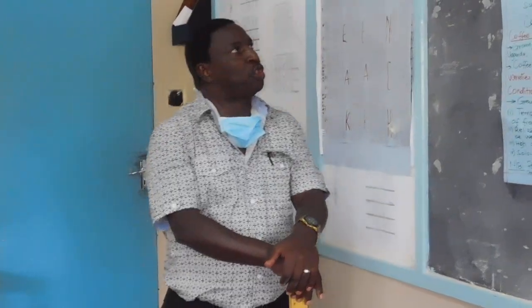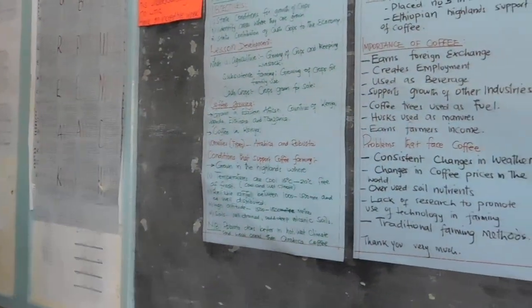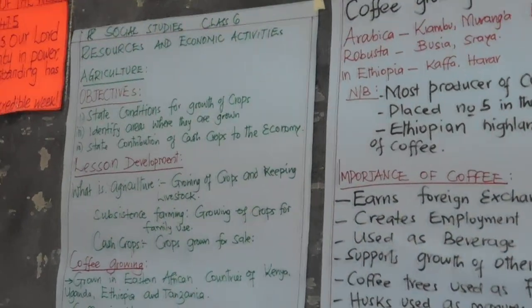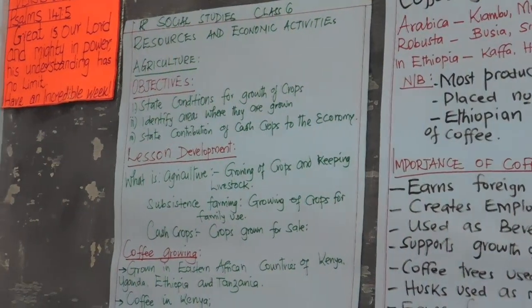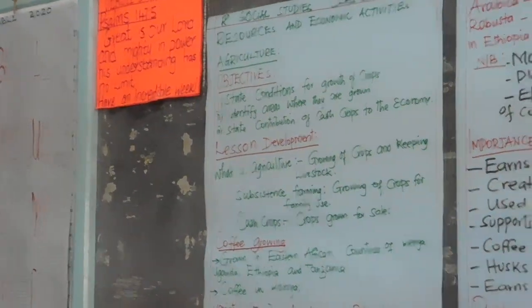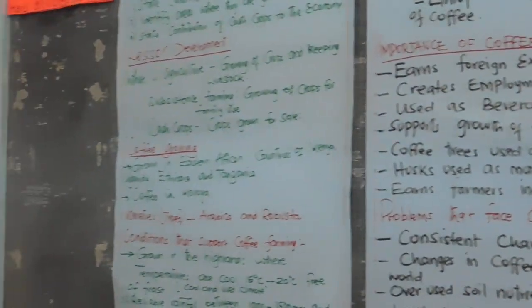This morning we want to deal with economic resources and economic activities. Economic resources and economic activities have a great meaning in what you and I do every day. Today we will be dealing with agriculture, and we are told most of Kenya depends on agriculture for its income, employment, feeding, and so many other things.